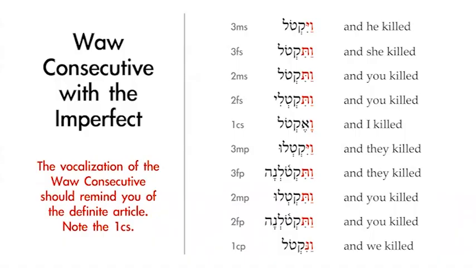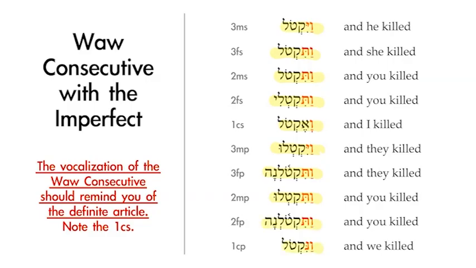Let's look at the waw consecutive with the full paradigm of the imperfect. The vocalization of the waw consecutive should remind you of the definite article. Let's consider the paradigm together on the right. Wayyiktol, wattiktol, wattiktol, wattiktebi, wa'ektol, wayyiktebu, wattiktolna, wattiktebu, wattiktolna, waniktol.